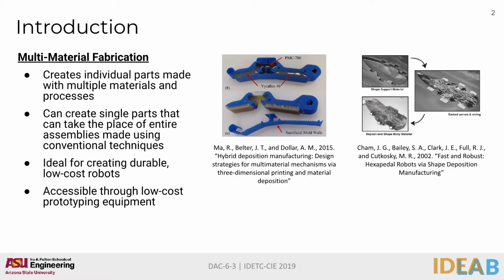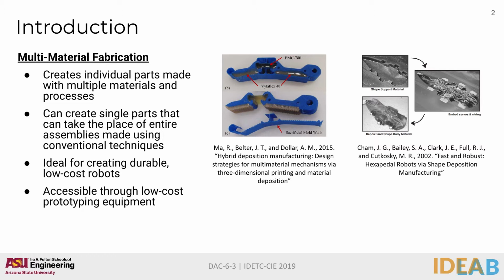Multi-material fabrication is an approach to creating parts that are made up of multiple materials and are made with multiple manufacturing processes. This provides opportunities for creating single parts which can take the place of entire assemblies made using conventional techniques. For example, the images on the right show a robotic finger with integrated grips and joints, and a robot frame with integrated electronics and motors. These techniques are ideal for creating durable, low-cost robots.